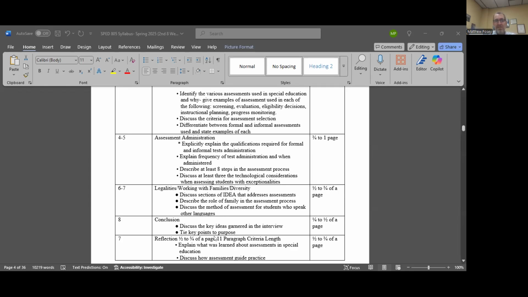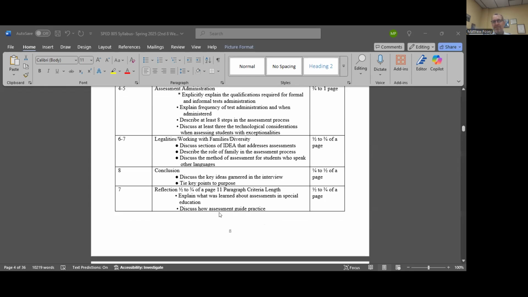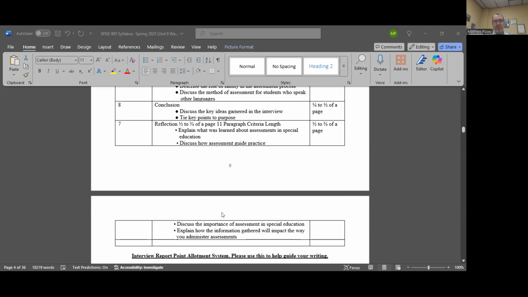Then we'll have a conclusion section. You're going to discuss some key ideas that were garnered through your interviews, and we're going to tie key points to a specific purpose. And then a reflection. Well, as a group, we're going to talk a bit about what was learned about assessments in special education, and discuss how assessments guide practice and instruction.